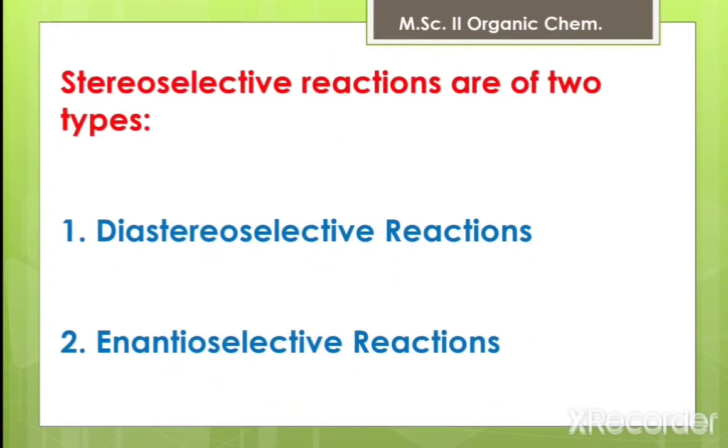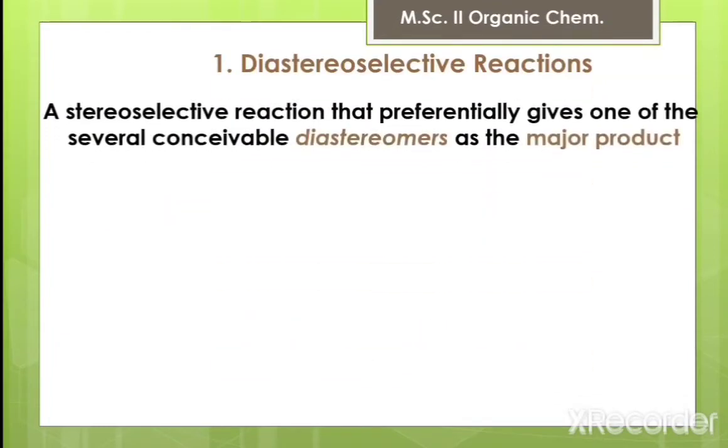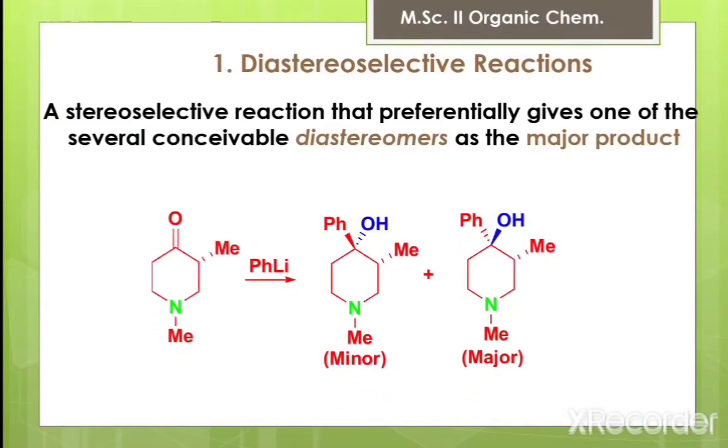Now then, stereoselective reactions are of two types. Number one, diastereoselective reactions. Number two, enantioselective reactions. In diastereoselective reactions, a stereoselective reaction preferentially gives one of the several possible diastereomers as the major product.